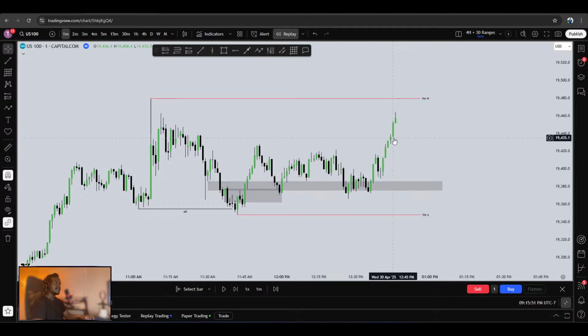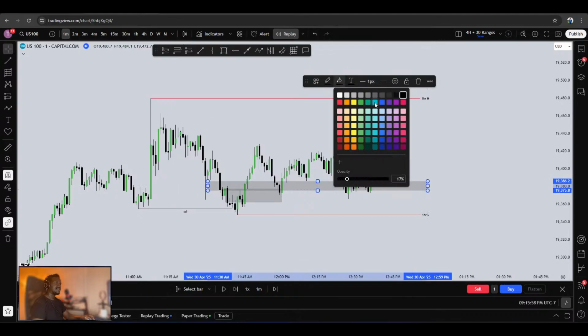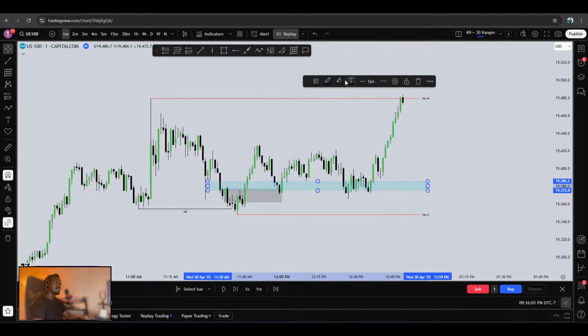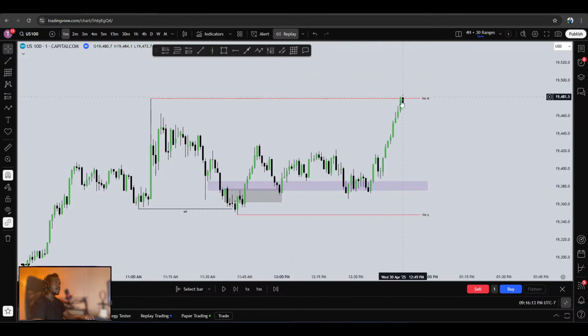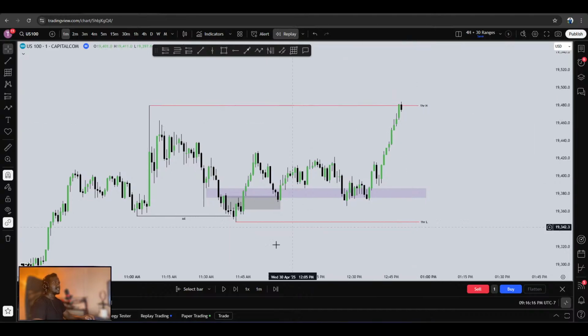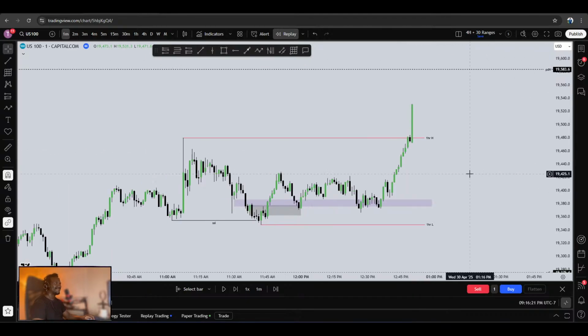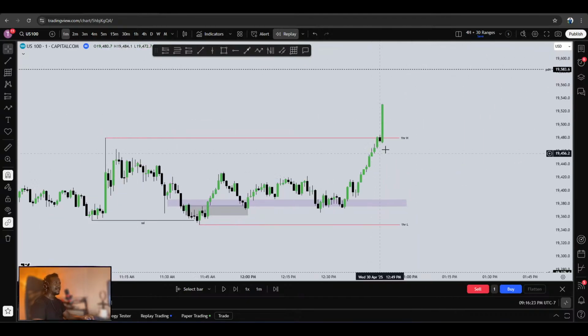What time is it now? 12:45, and we just shoot out from that 5 minute BPR. I like that. I need to find a color for it. I don't like that blue. Maybe that purple. Looks like my 1 minute fair value gap though. And boom, there we go. That's my target. Now I'll be looking for, and then let's say the 12:50 candle. Boom, beautiful. I love that candle when I'm in the way, when it's working for me.